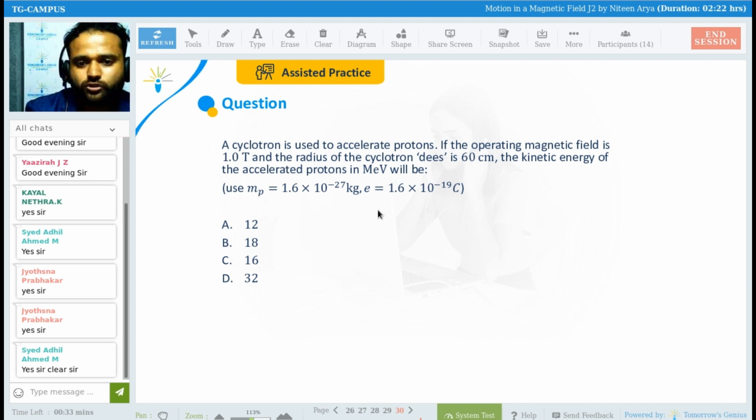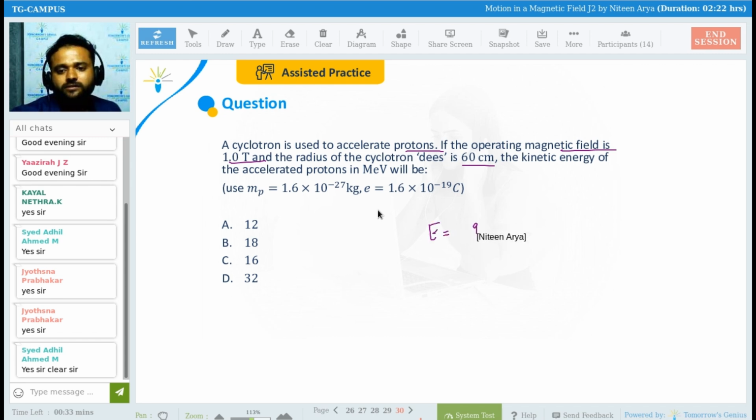A cyclotron is used to accelerate protons. If the operating magnetic field is this and the radius of the D is this, find the kinetic energy of the accelerated particle. Everything is given. The mass is given. Instead of Q, you use e, and then everything is easy.